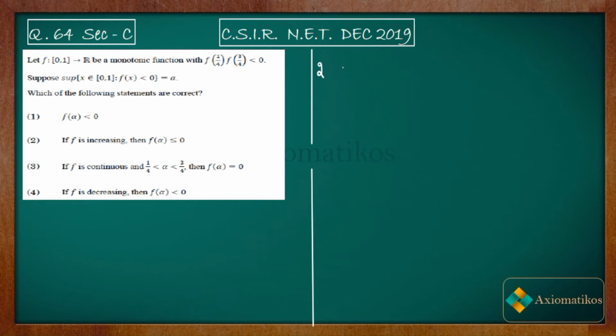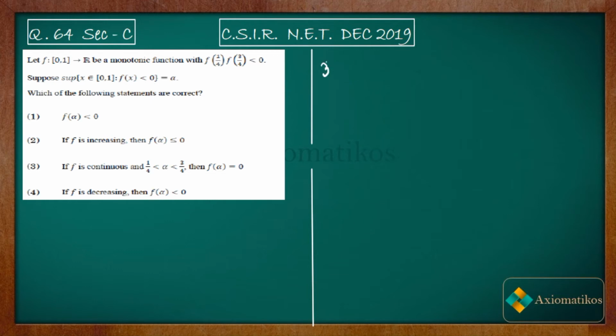For option 2, take the same example as we have taken in option 1, because in option 1 the function was also increasing and we were getting f of alpha greater than 0. So f of alpha is not less than or equal to 0. So option 2 is also incorrect.